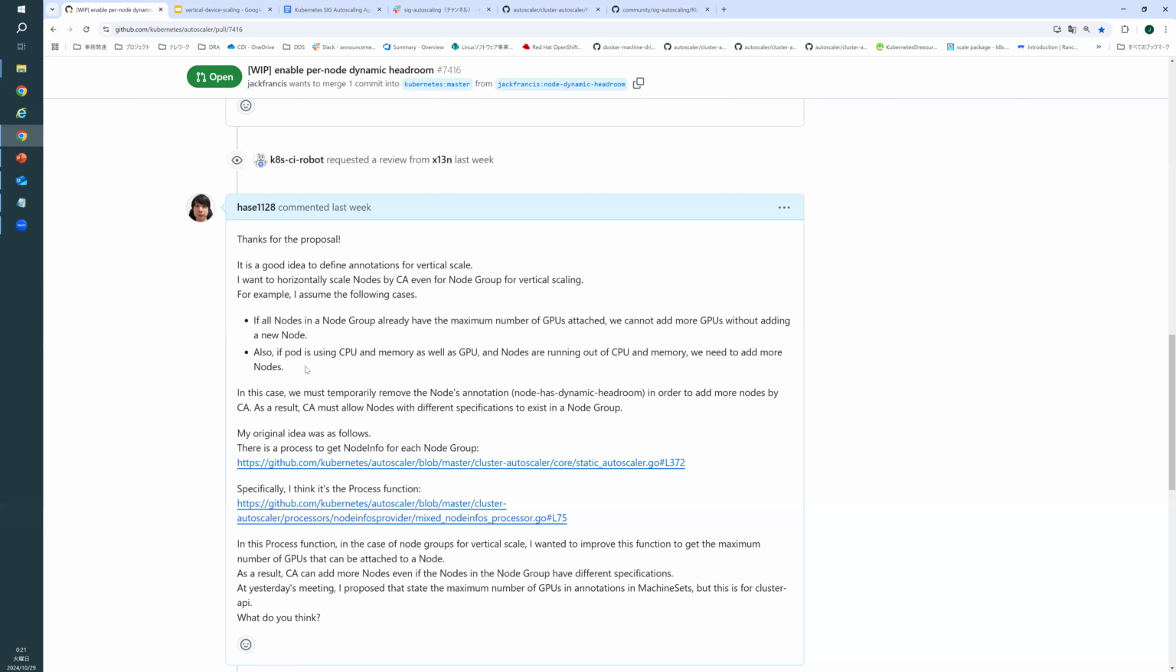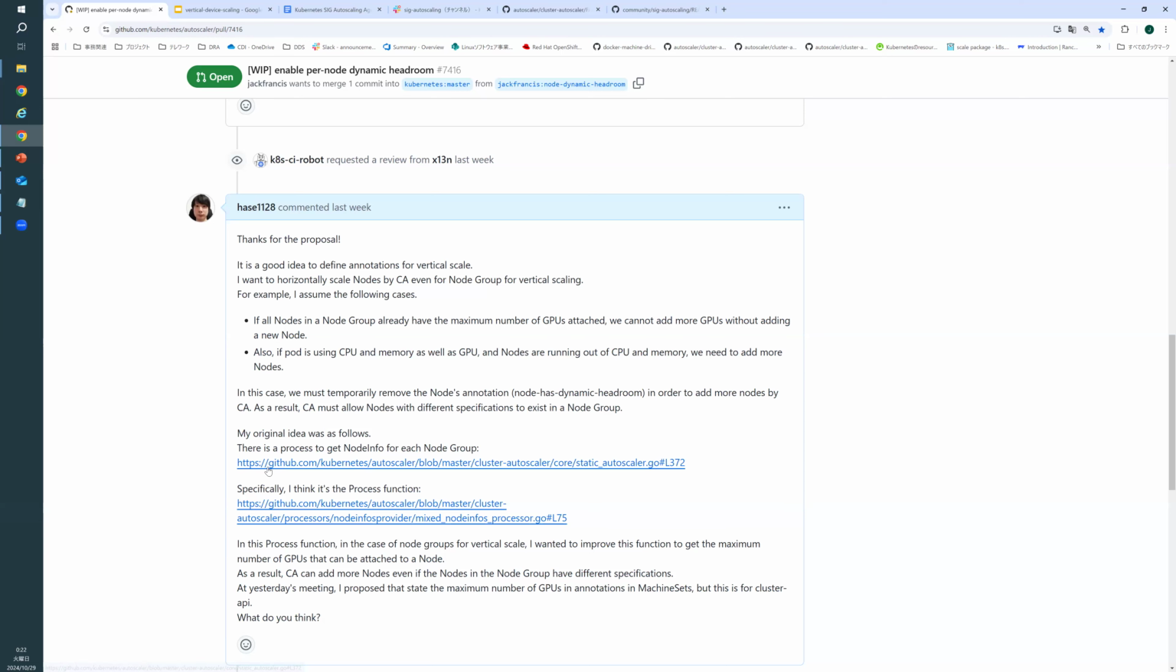And the second case is if a pod is using CPU and memory as well as GPU, and the nodes are running out of CPU and memory, in this case, we need to add more nodes. So I imagine these cases. And if we use Jack Francis' idea, in this case, we must temporarily remove the node's annotation, dynamic headroom, in order to add more nodes by cluster autoscaler. As a result, cluster autoscaler must allow nodes with different specifications to exist in a node group. So this may be a problem. And my original idea was as follows.